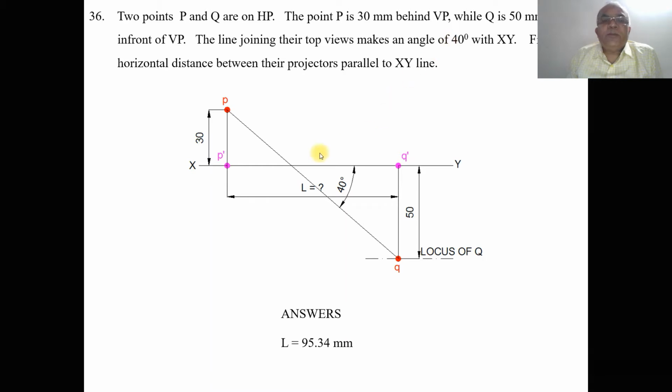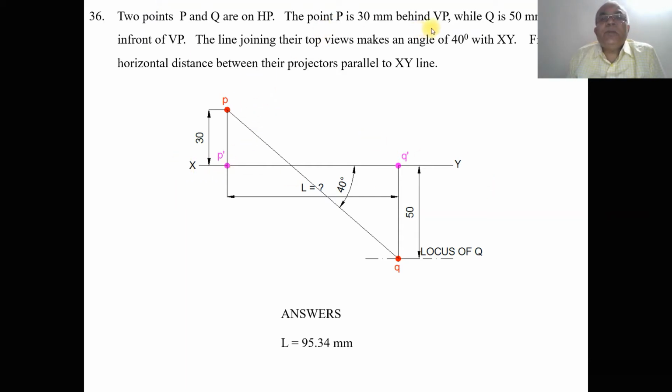In the previous problem, it was, of course, the distance between the end projectors, but it was behind VP. So now here we are going to take it in front of VP. To do that, first we are going to draw the XY line.